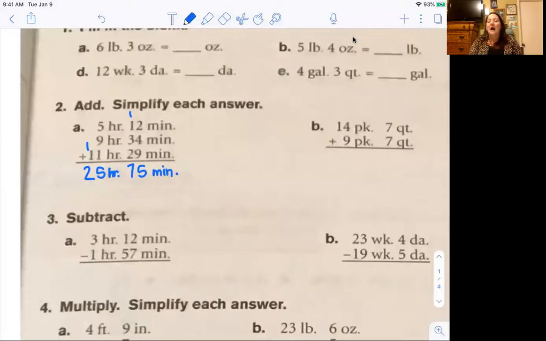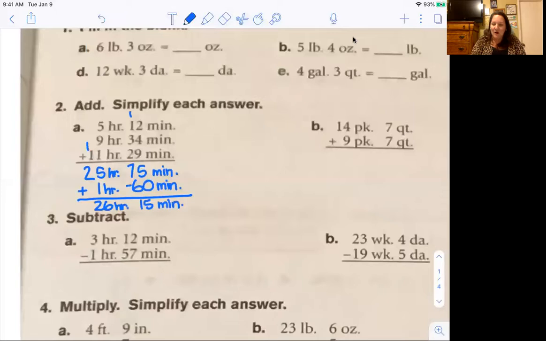Now, I know that 75 minutes is more than an hour, right? How many minutes are in an hour? 60. So how many groups of 60 can I take out of 75? Hopefully you said one, only one group of 60. So that means I'm going to subtract 60 minutes and I'm going to trade that 60 minutes for 1 whole hour. 75 minus 60 is 15. And 25 plus 1 is 26. So I get 26 hours, 15 minutes.